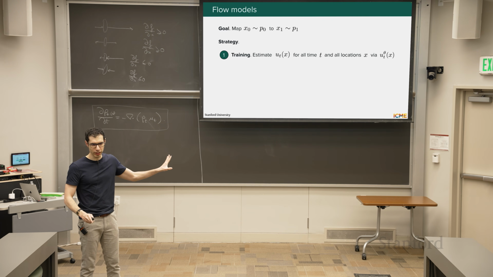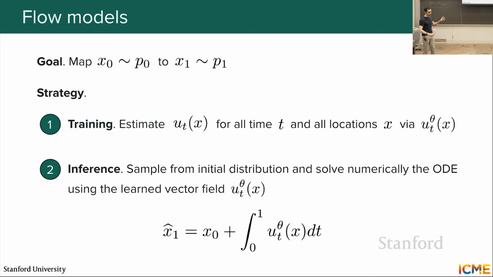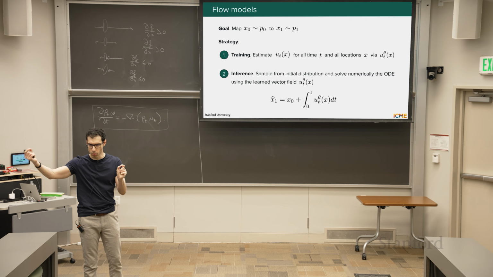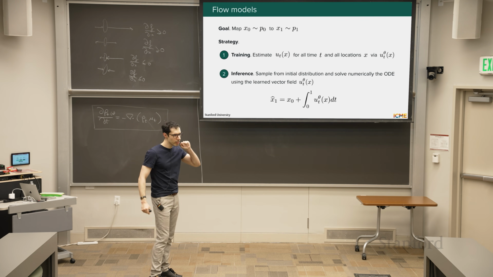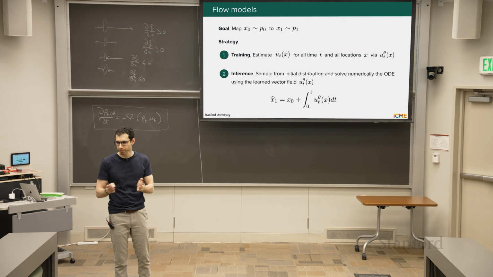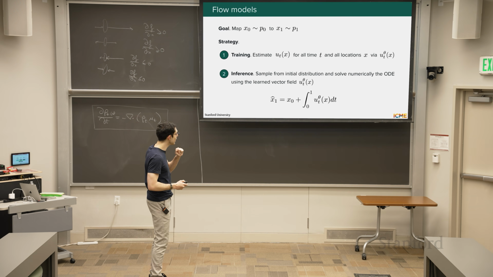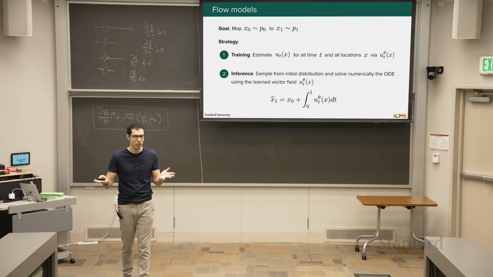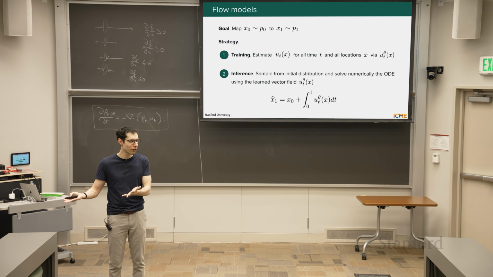So if we learn such a vector field, then in order to map x0 to x1 we're going to use the ODE and solve it numerically. So what does that mean? That means that we're going to sample x0, and we're just going to follow the vector field up until time equal to 1. So this integral here in practice is just a numerical solver, like Euler, for instance. And it's going to give you x1, which is what you want, because at the end of the day, you want to be able to sample from your target data distribution.